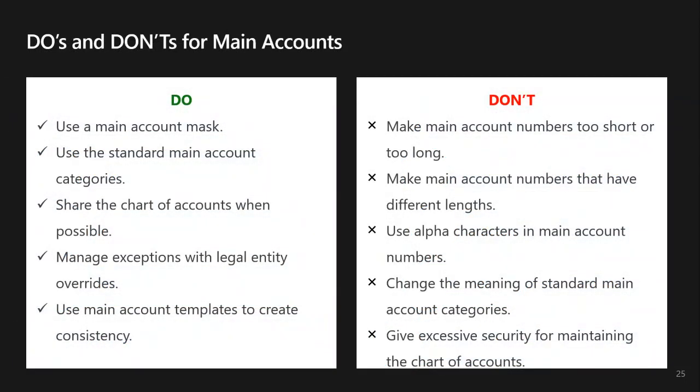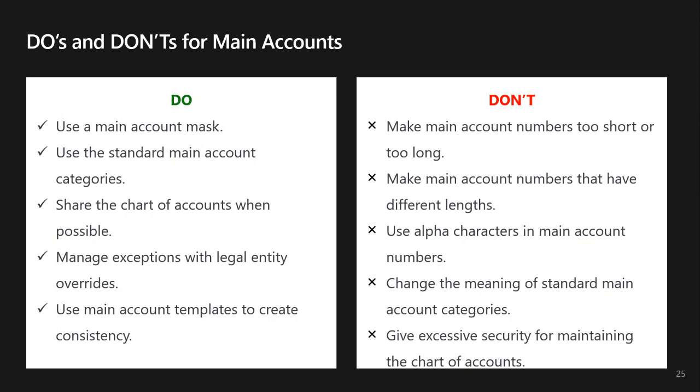Now let's review some quick do's and don'ts for main accounts. Do use a main account mask. This ensures consistent length. Do use the standard main account categories. Do share the chart of accounts when possible. Do manage exceptions with legal entity overrides. And do use main account templates to create consistency.